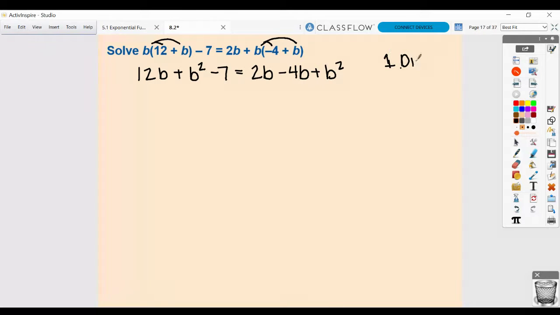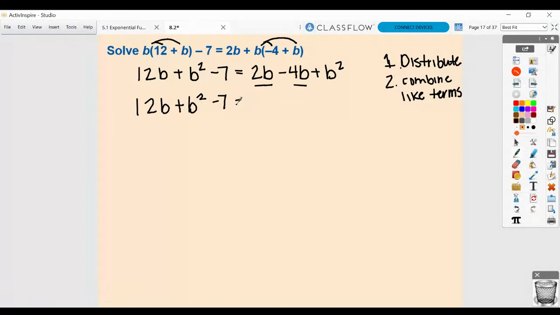Okay, so looking at a couple things, the next step you want to do after you distribute is combine like terms on each side of the equal sign. I don't have anything over here, but I do have a 2b minus a 4b. So I've got 12b plus b squared minus 7 equals negative 2b plus b squared.